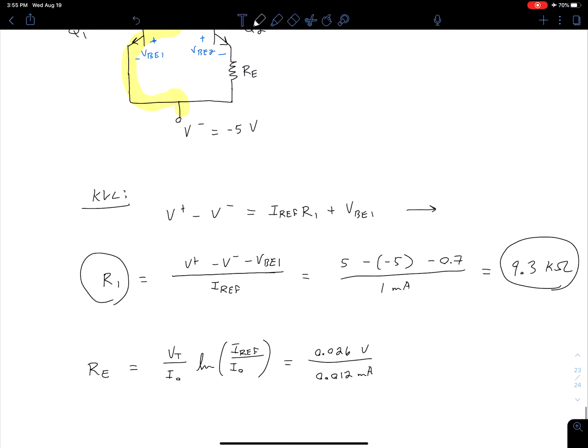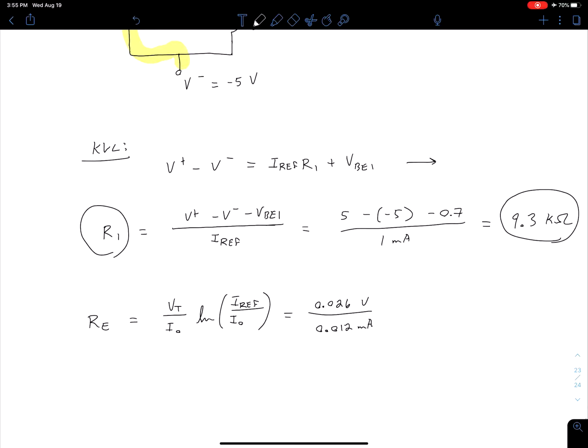I'm just going to keep everything in milliamps so that I don't have any issues with my units. So I'm going to have the log of our reference current, which is 1 milliamp, and our output current is 12 microamps, which I'm going to write as 0.012 milliamps. Of course, if you're uncomfortable with units, what I would always recommend is going back to your base of volts, amps, and ohms. If we plug this in, we get RE is approximately 9.58 k ohms.